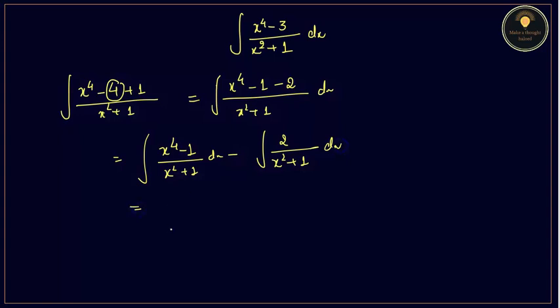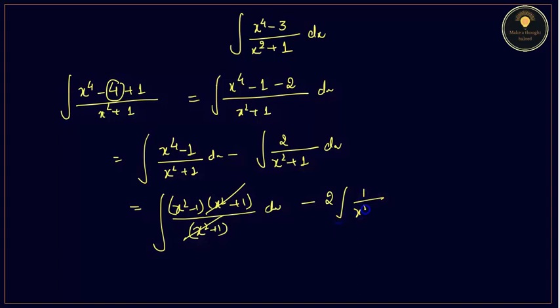You will write x to the power 4 minus 1 as x square minus 1 times x square plus 1. Why? Because we are using the formula a square minus b square. So x square plus 1 is written here. You will write dx, and x square plus 1 will get cancelled. You will get minus 2 integration of 1 by x square plus 1.